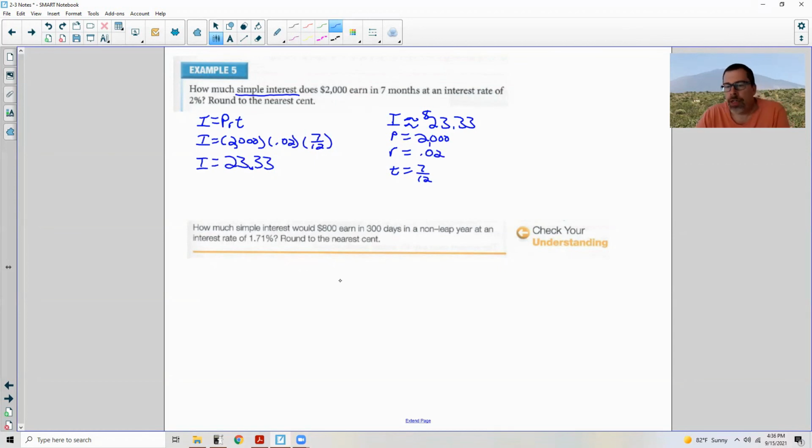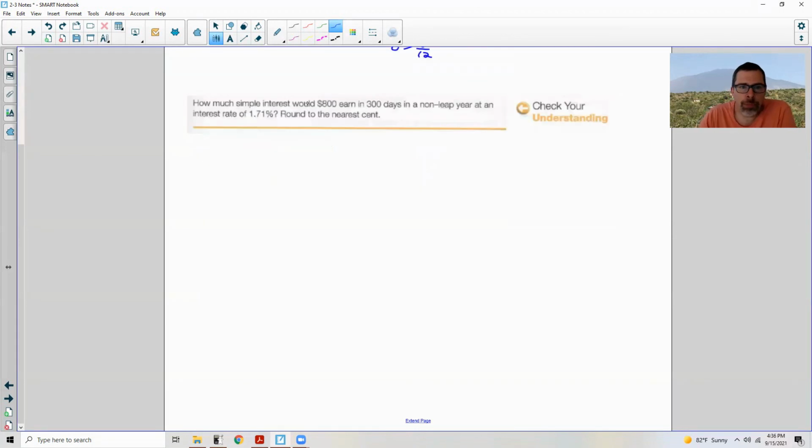Okay, pause the video, see if you can do this, check for understanding, and I'll be back. Okay, here we go. How much simple interest? Okay, simple interest. Again, it said simple interest. I equals PRT. I equals, P equals, R equals, T equals. How much simple interest? I'm finding I. Okay, $800 is my principal.